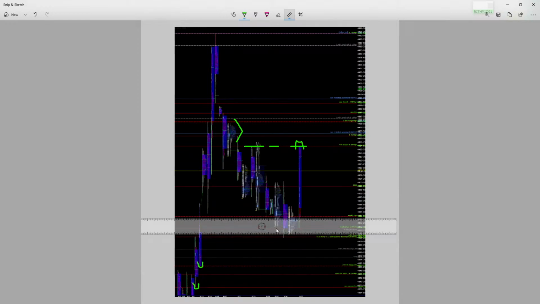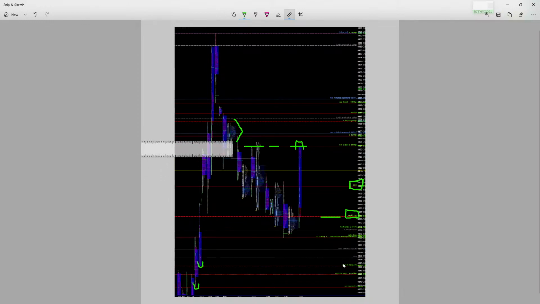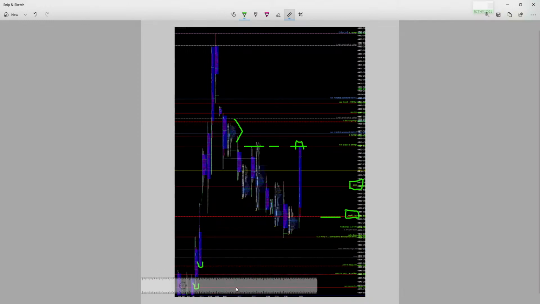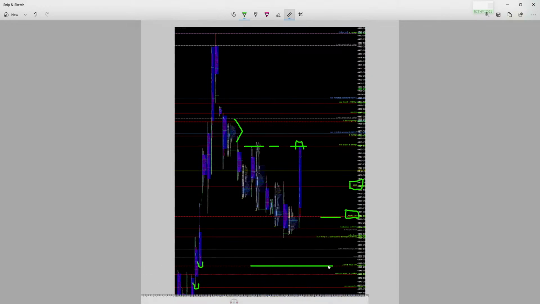There could be something here as well. If the market comes back and checks towards this area, I will pay special attention to this, but it has to take the 4,500 as well. And the relevance of this level cannot be underestimated. This is the range. This is a 2-week range. This is the low of the 2-week range, right?